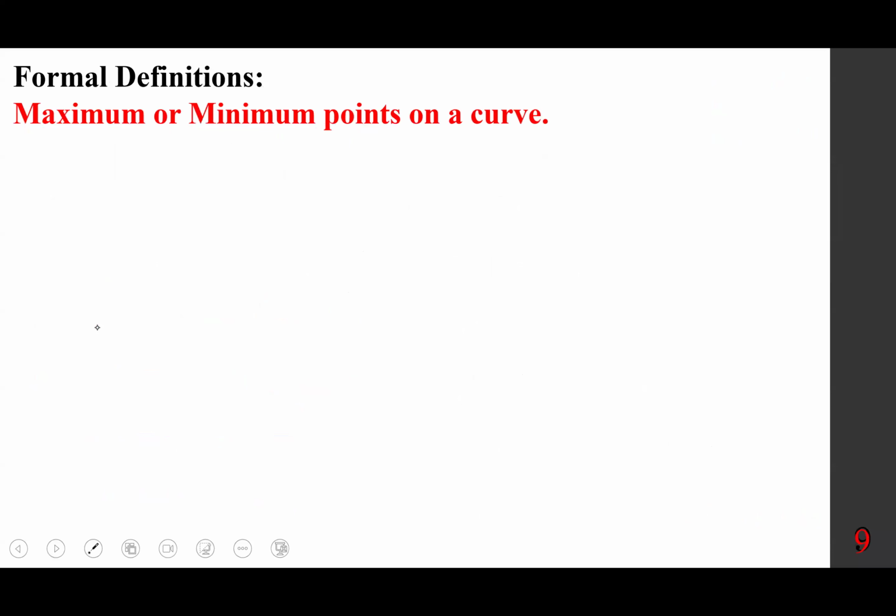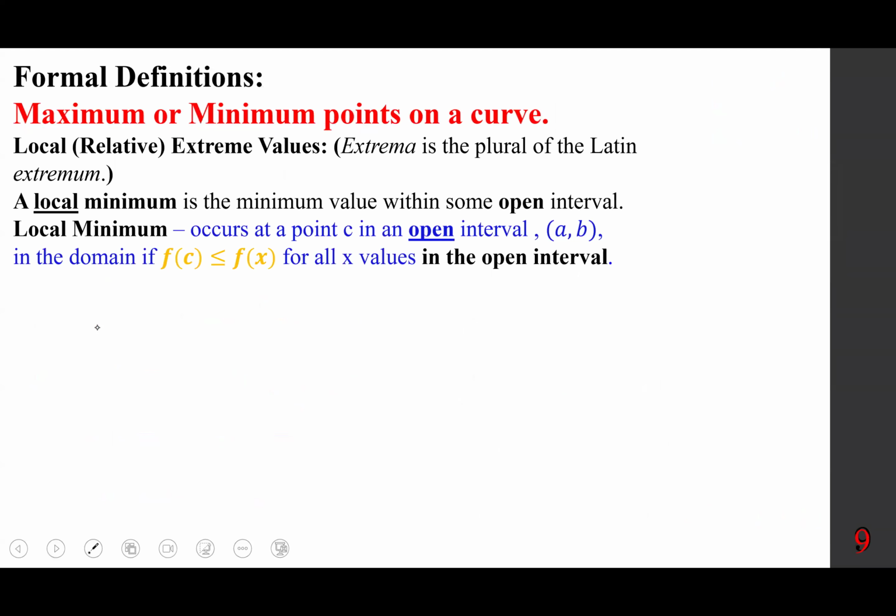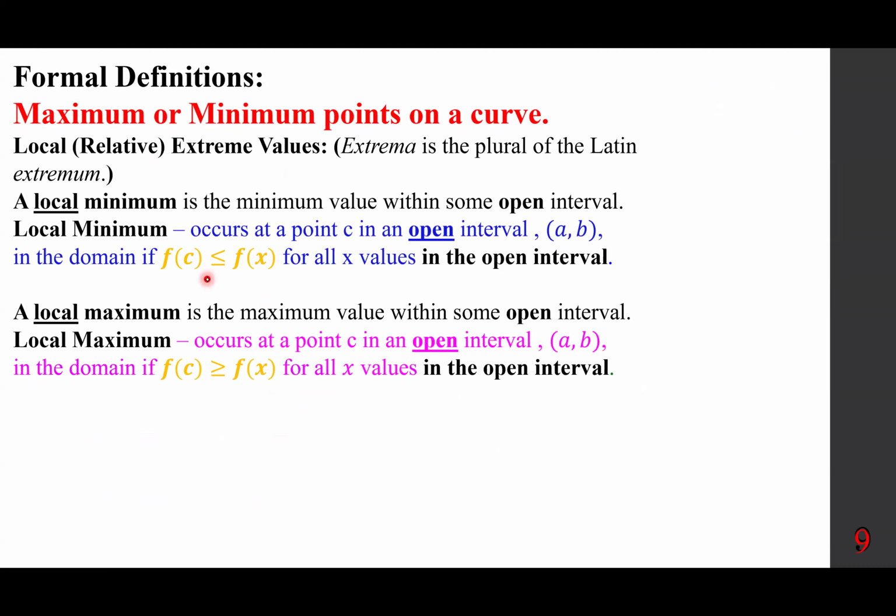Formal definition: maximum or minimum points on a curve. Local, also known as relative extreme values. Extrema is the plural of the Latin extremum. A local minimum is the minimum value within some open interval. A local minimum occurs at the point c in an open interval a to b in the domain if f of c is less than or equal to f of x for all x values in the open interval. A local maximum is the maximum value within some open interval. A local maximum occurs at the point c in an open interval a to b in the domain if f of c is larger than or equal to f of x for all x values in the open interval.